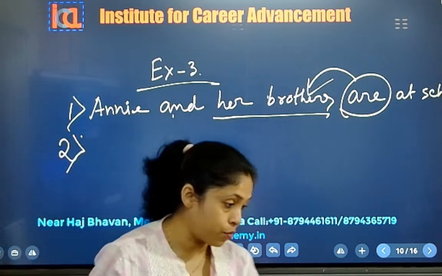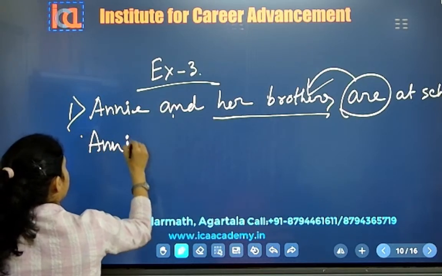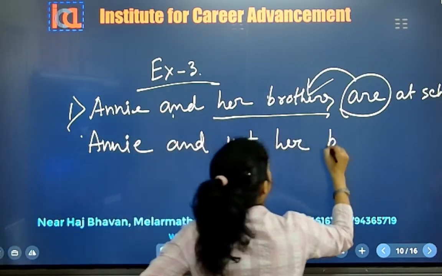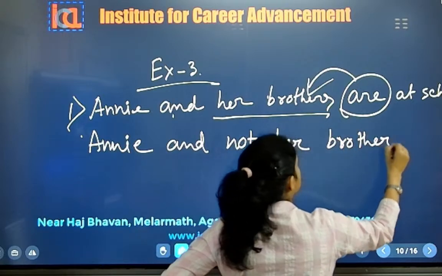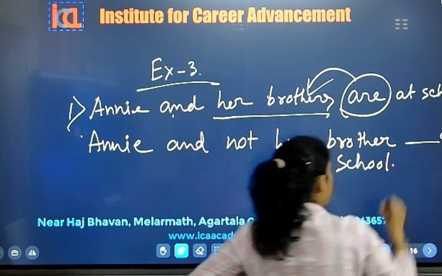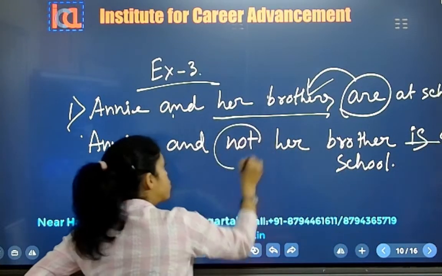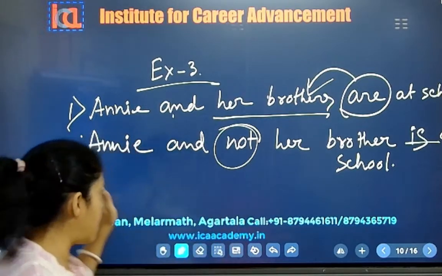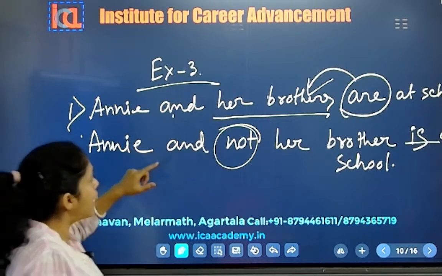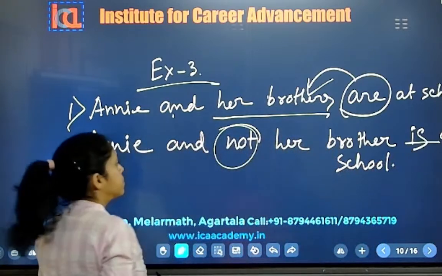Next is number 2. But one thing I want to mention here: Annie and not her brothers dash at school. Whenever not or any negative word is there after and, then the verb will be singular verb. Remember this.